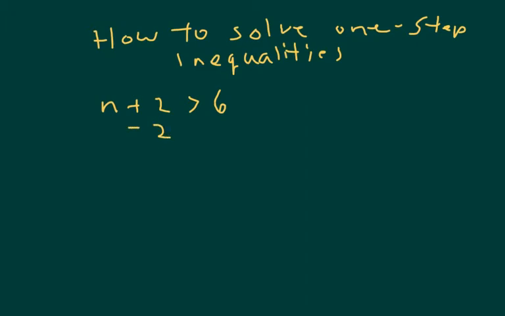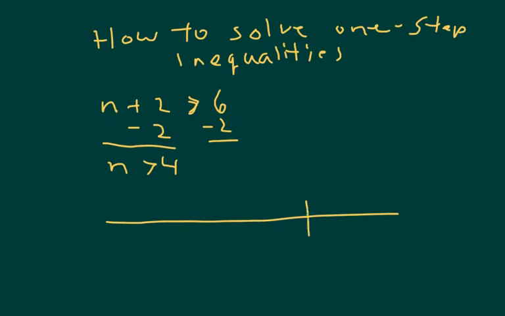So we put minus 2 and subtract 2 from 6. And the result is that n is greater than 4. Now, unlike equalities where if this was an equal symbol, then we would say that n equals 4, there are many solutions to n is greater than 4. 5 is a solution, 100 is a solution, any number greater than 4. So anything that is greater than 4 will satisfy this condition.